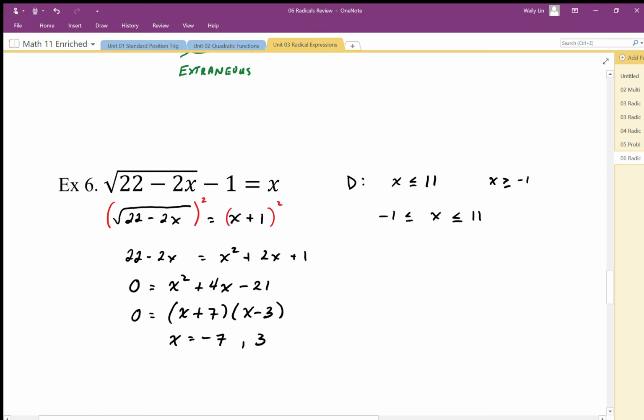Based on our domain restriction, -7 doesn't fit our domain restriction, so that's going to be our extraneous solution. When we test x equals -7, we're going to end up with a square root of 36 minus 1 is equal to -7. Well, that's not true. That doesn't work. Extraneous.